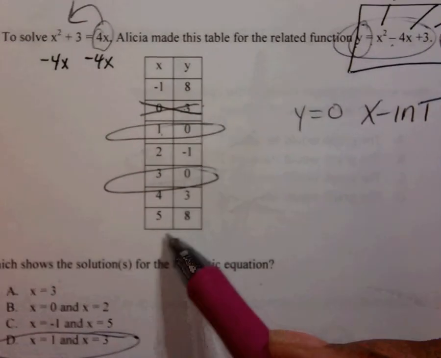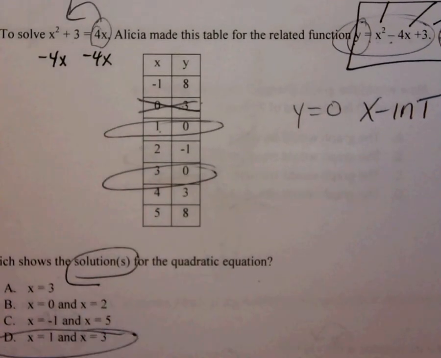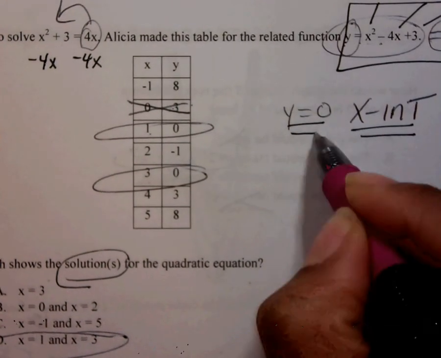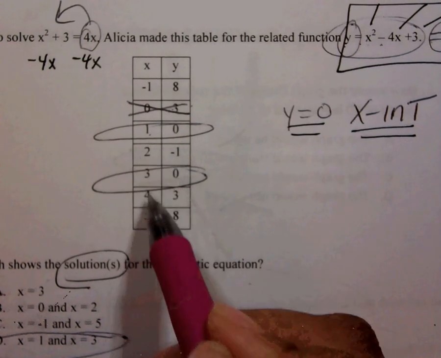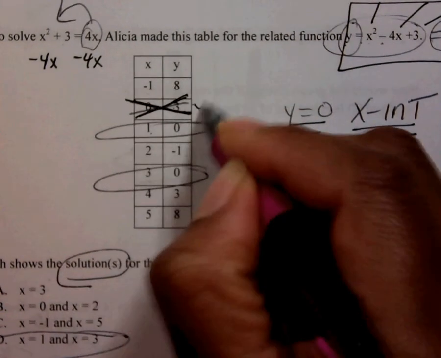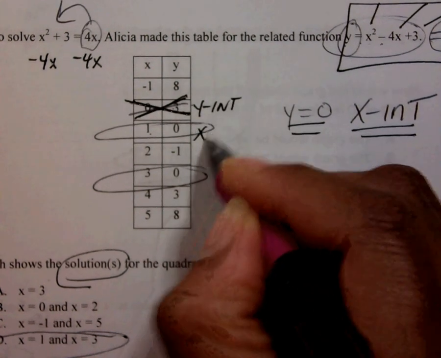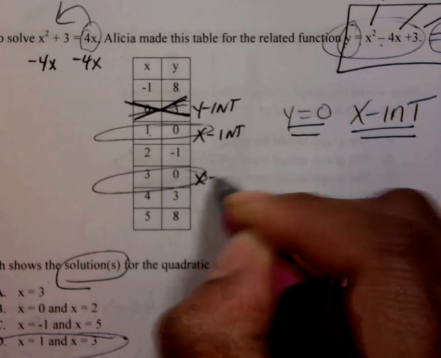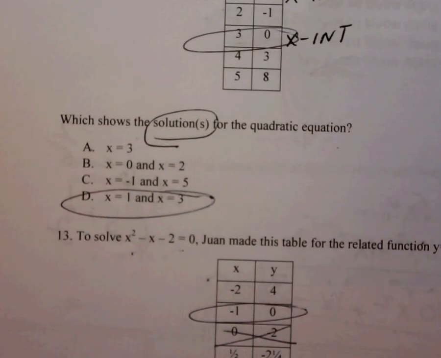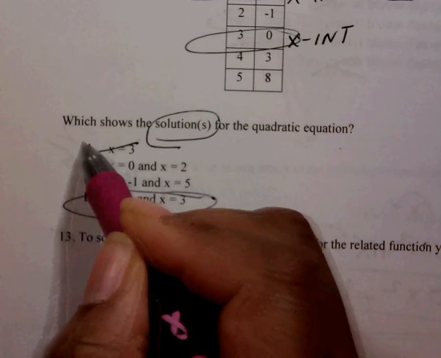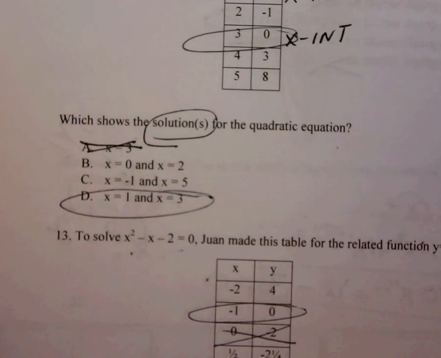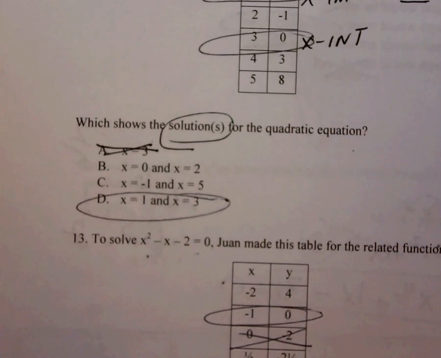Now we look at the table and we're looking for solutions. Well, solutions, meaning the value of x when y is 0, would have to be 1 and 3 because that's when y is 0. But it is not 0, 3. That's the y-intercept. We want the x-intercepts. So the answer has to be D. If you thought that 0, 3 was the answer, that is not a solution. That's a y-intercept.